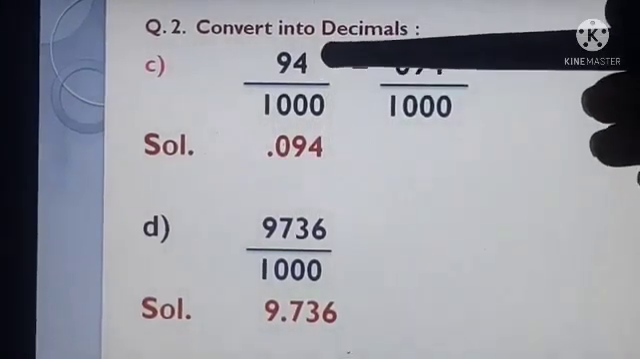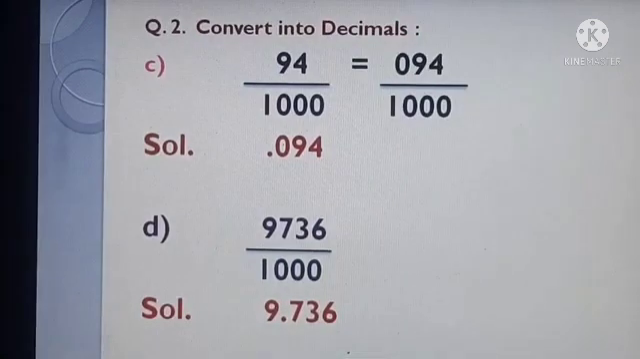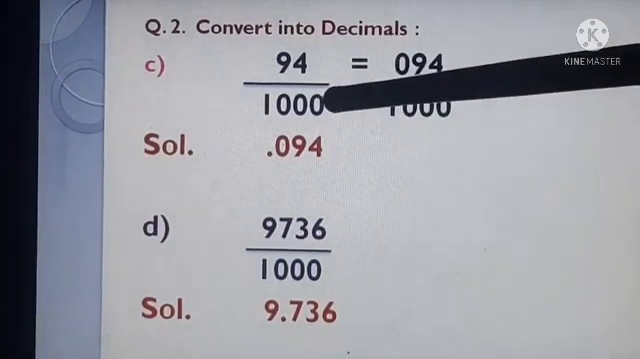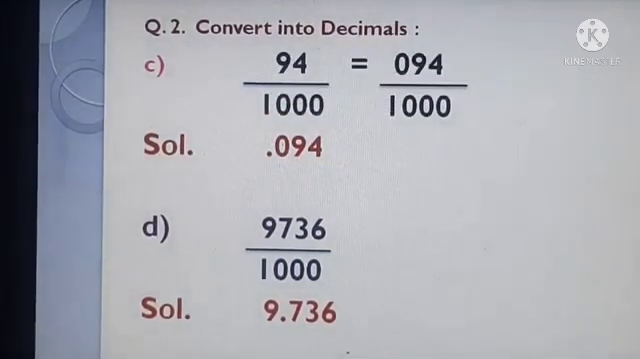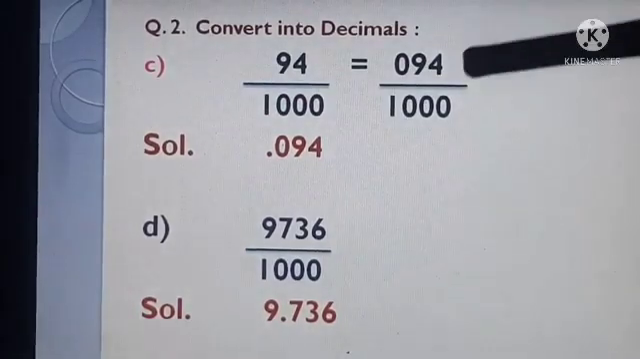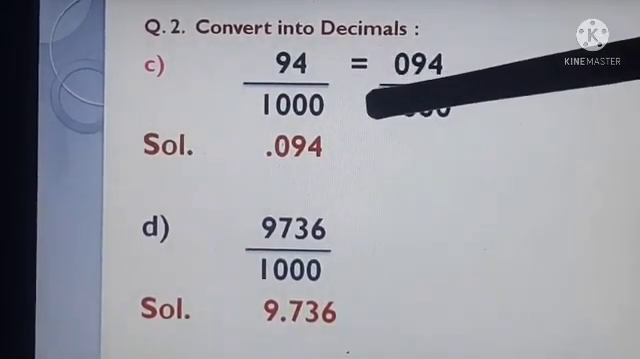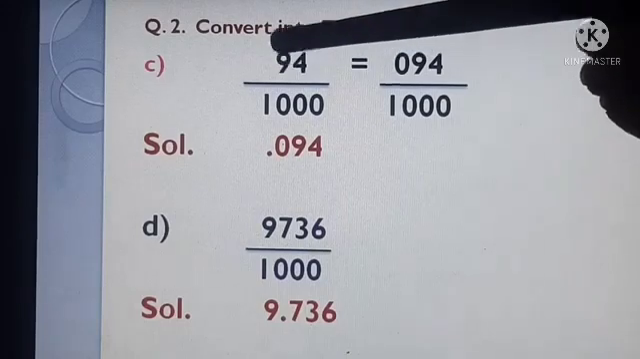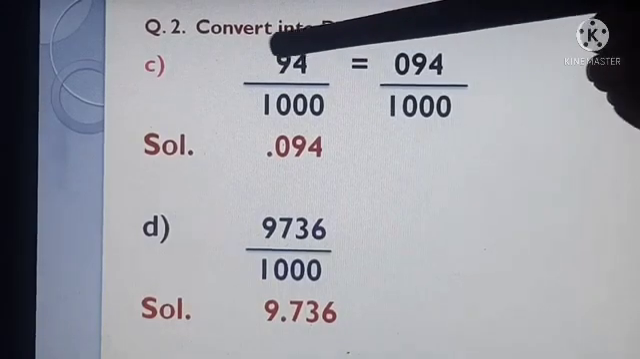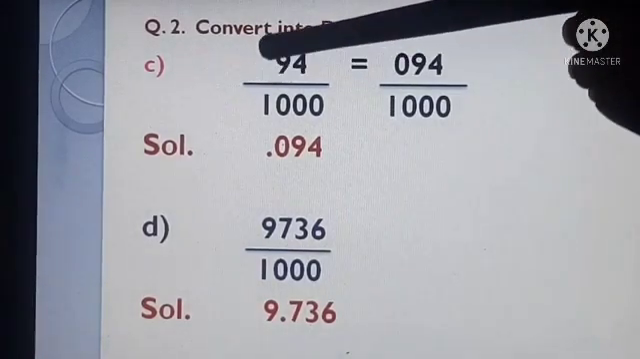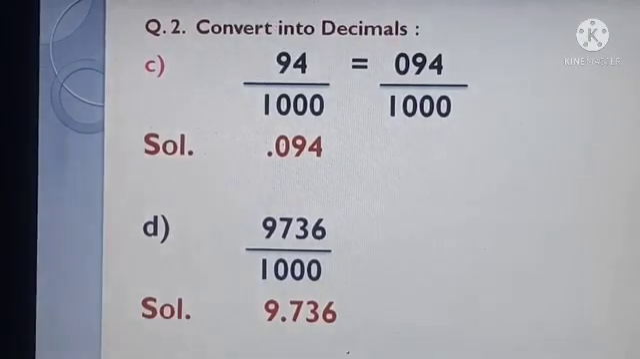C part, 94 upon 1000. Now see beta, in the denominator how many zeros are there? 1, 2 and 3 zeros. And we have to count 3 digits from the numerator, 1 and 2. We have only 2 digits. We want 3, so we can write 0 here, before 9 we will write 0. Not after 4. After 4 if we write it, it will become 940.